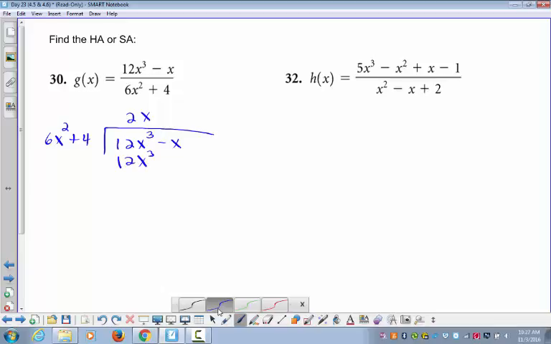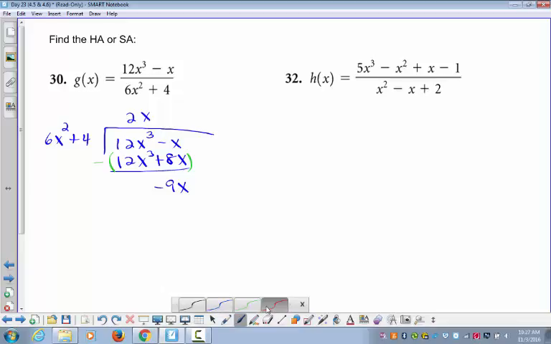And then 4 times 2x is plus 8x. And then here's where we have to remember we're subtracting off that whole quantity. 12x cubed minus 12x cubed is 0. Minus x minus 8x is minus 9x. And then can 6x squared go into minus 9x? No. Right? So we're done.